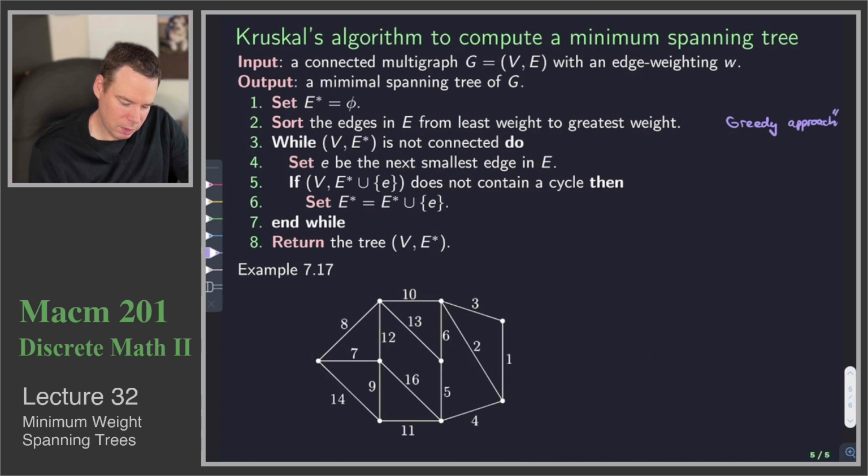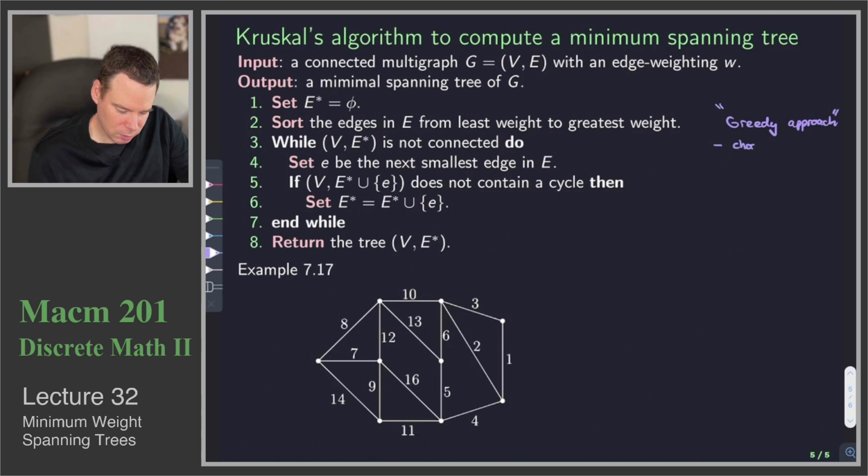So what's a greedy approach? Well, a greedy algorithm is one that at every step just takes the best possible choice. And what's best possible in this case? Well, we're trying to find the minimum weight spanning tree, so we just choose an edge of lowest weight.